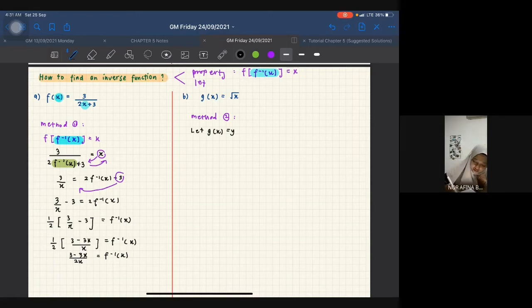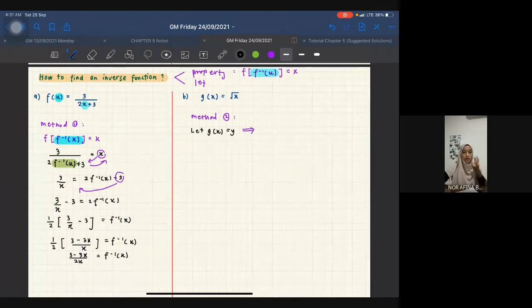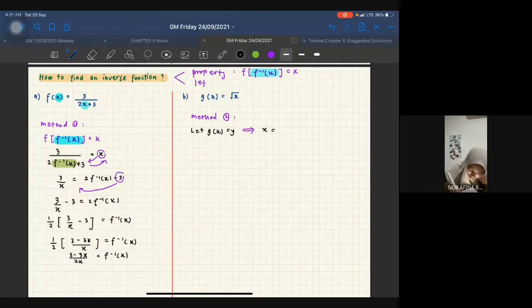Okay, bila kita terbalikkan dia punya proses, saya nak x sahaja yang tinggal. So, x sekarang ni jadi image. Okay, and then y akan jadi kita punya subject. Okay, and then our function is going to be g inverse. Okay, boleh faham ke? So, kita punya x is equal to g inverse of y.